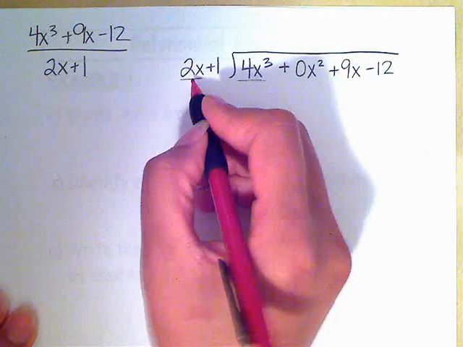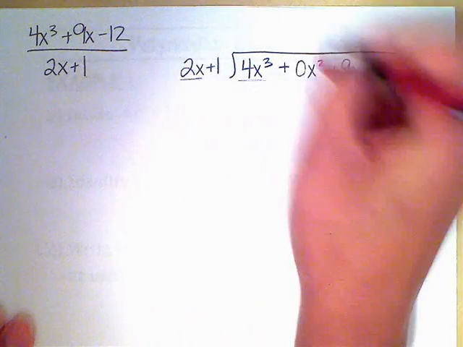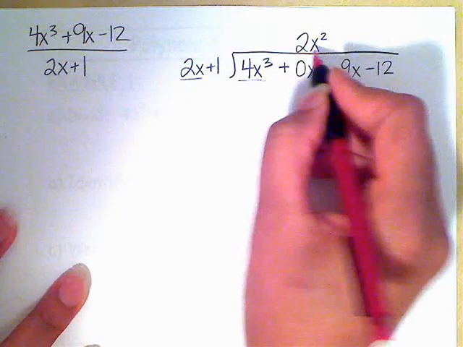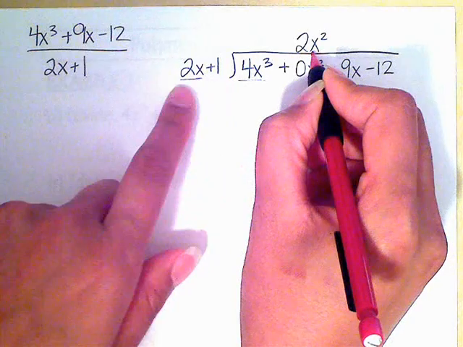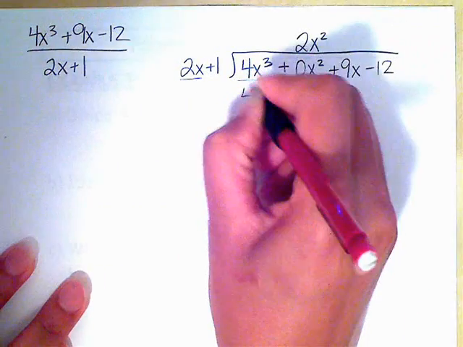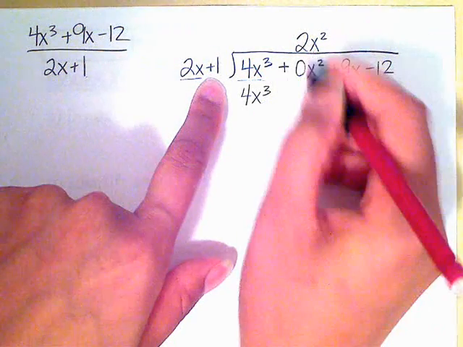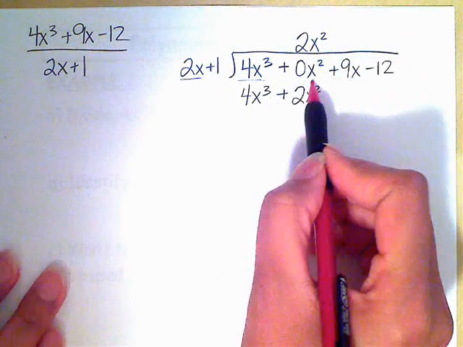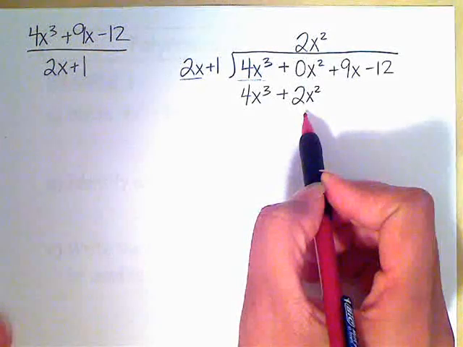So if I'm trying to figure out what needs to multiply by 2x to get 4x cubed, that answer is 2x squared. So I'm going to do long division here. And so I'm going to multiply what's part of my quotient so far, 2x squared, with what's part of my divisor right now, which is 2x. And so far that gives me 4x cubed. And then 2x squared times 1, and I'm going to get positive 2x squared. And so this is the reason why it was important to include that quadratic term, even though it's 0x squared, because I'm going to be subtracting them eventually.